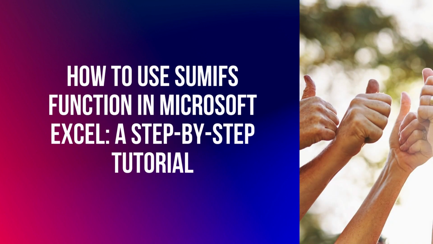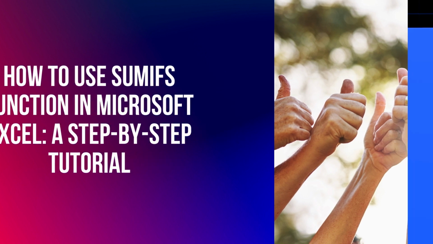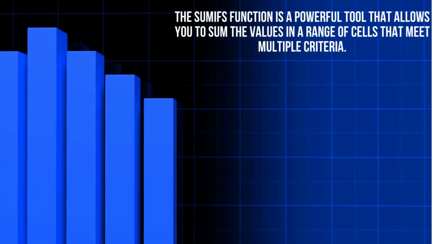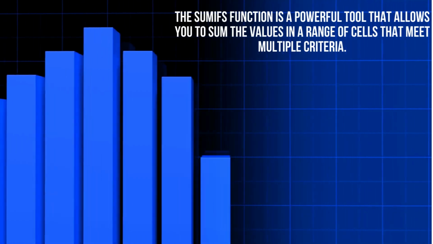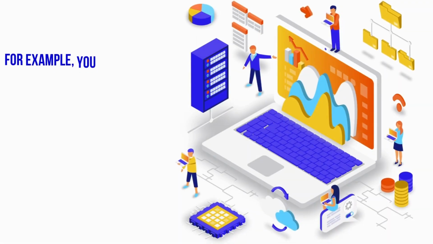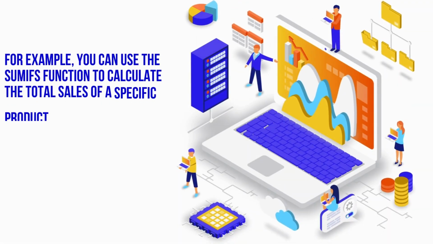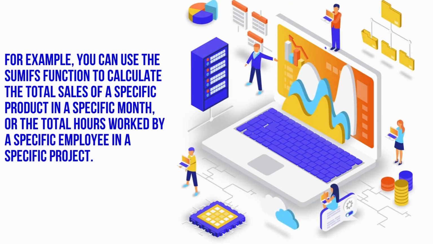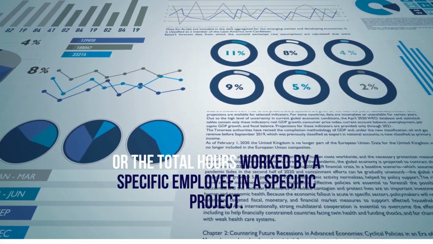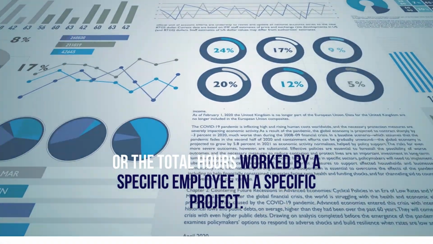Hello, and welcome to this tutorial on how to use the SUMIFS function in Microsoft Excel. The SUMIFS function is a powerful tool that allows you to sum the values in a range of cells that meet multiple criteria. For example, you can use the SUMIFS function to calculate the total sales of a specific product in a specific month, or the total hours worked by a specific employee in a specific project.